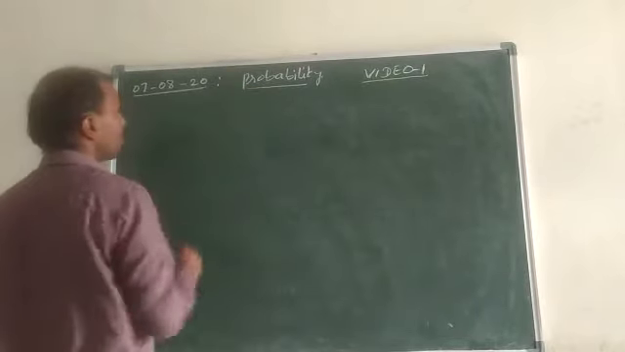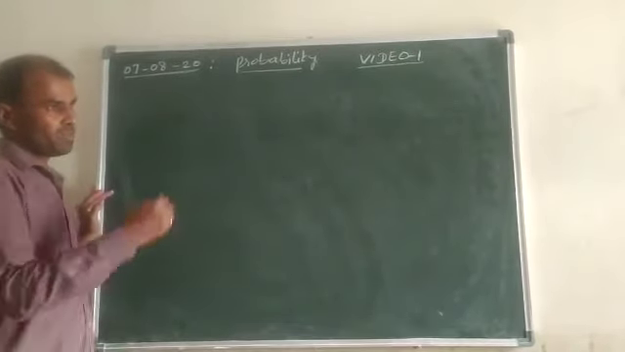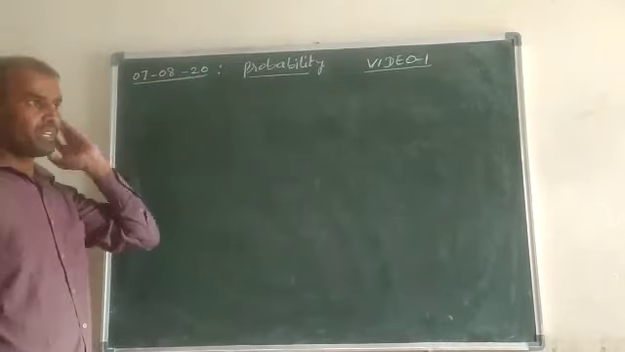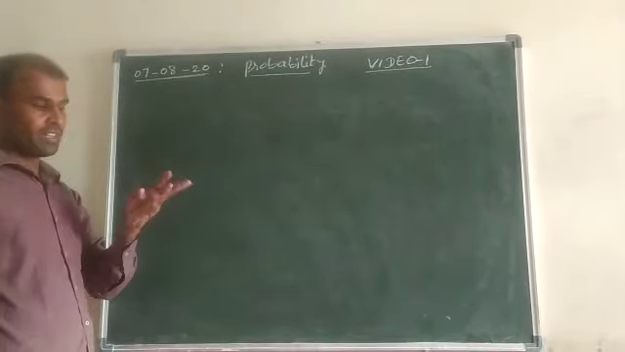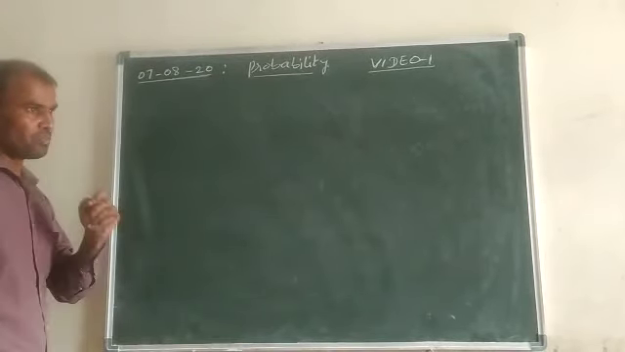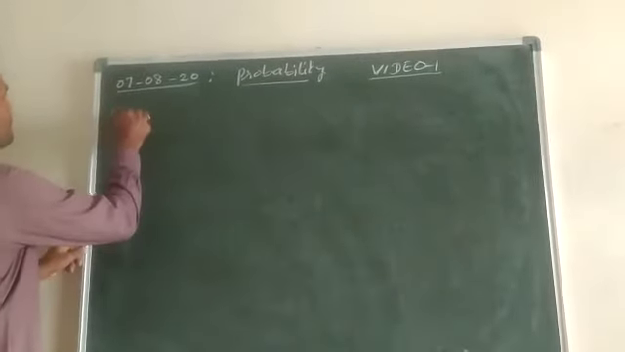Now probability. You know the probability definition. What is probability? The number of favorable cases by the number of total cases. So how to find the number of total cases? We have cases for coin, die, pack of cards, leap year and non-leap year. You have to first observe the coin.